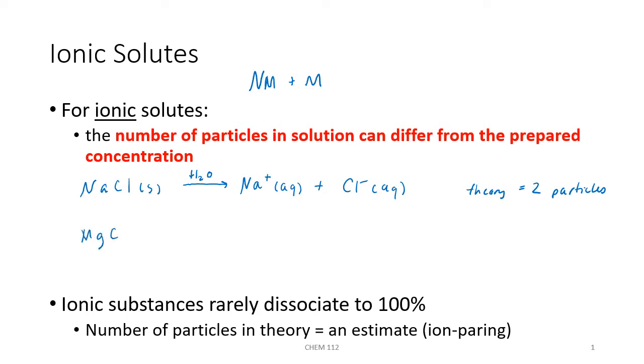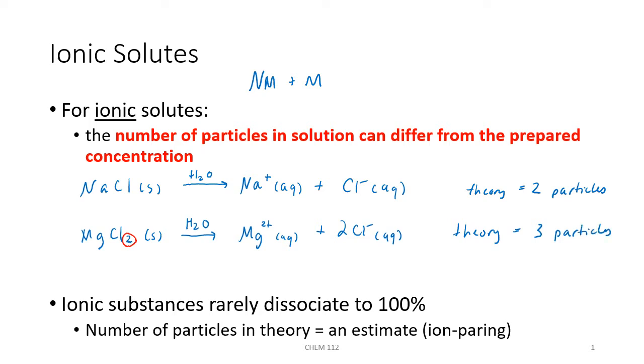Compare that to a salt like magnesium chloride. When we dissolve something like magnesium chloride in water, it breaks up into a magnesium 2+ ion, plus we get 2 chloride anions per formula unit of magnesium chloride dissociating. That's due to that subscript 2 right there. So in theory, when one formula unit of magnesium chloride is dissolved in water, we should get 3 particles by adding up 1 for the magnesium 2+ ion and 2 for the chloride anions.